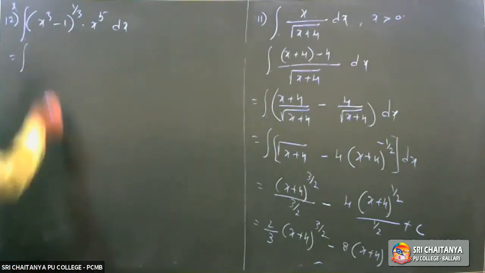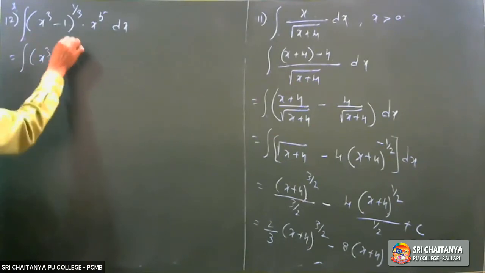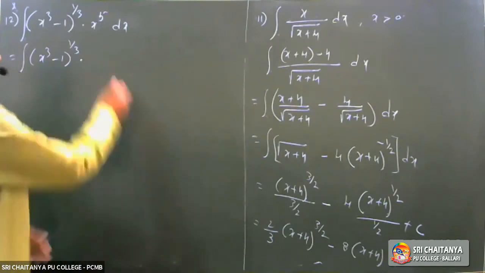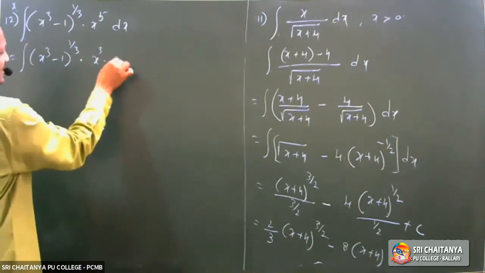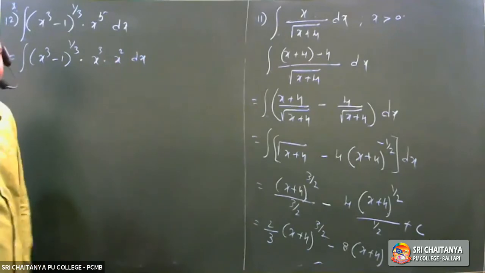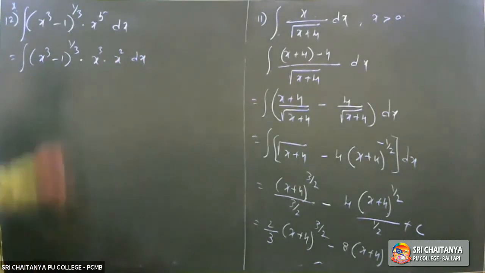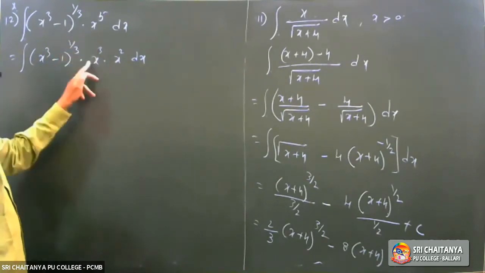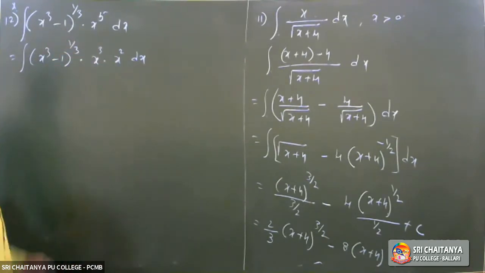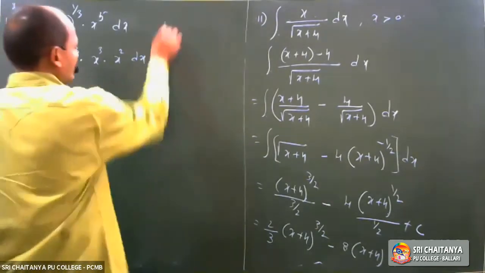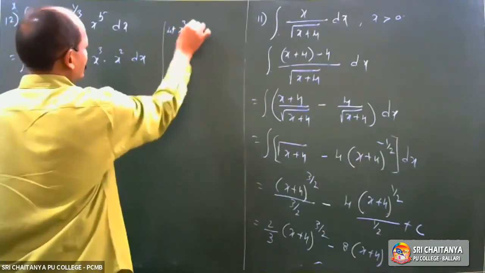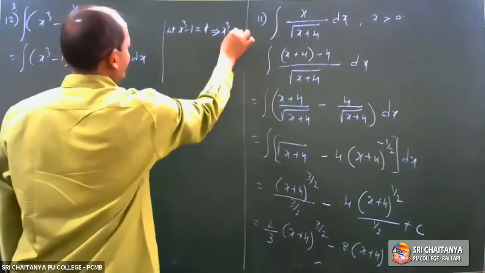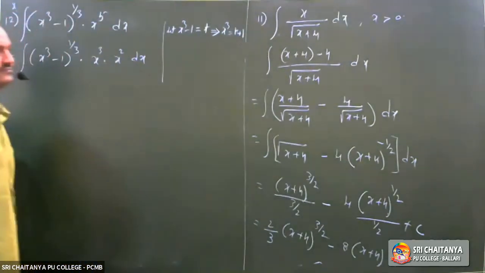Integral of (x cube minus 1) whole power 1 by 3. This x power of 5 we have to convert: it is x cube into x square. (x cube minus 1) whole power 1 by 3 same as it is, x power of 5 is x cube into x square. Now this x cube minus 1 we have to consider as t. x cube minus 1 is equal to t. What about x cube? It is t plus 1.